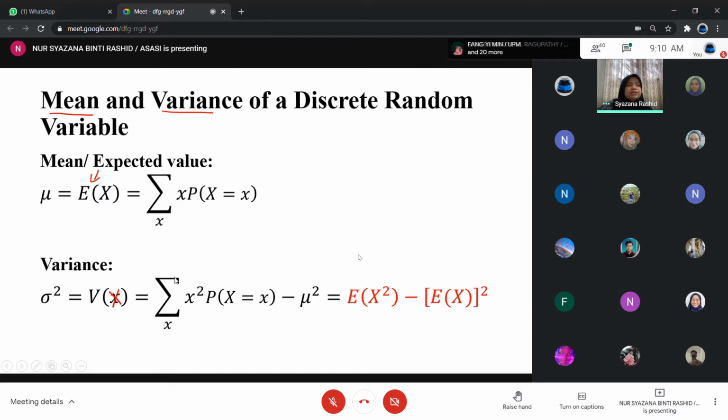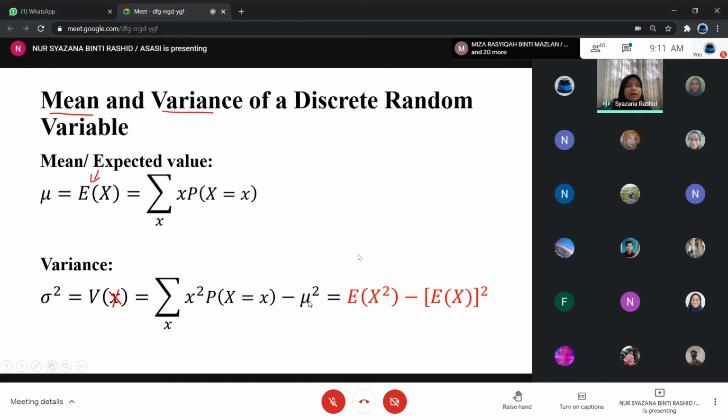Summation. Cuma kalau yang ni X power 1. Yang mean ni X power 1. Yang ni X power 2. Okay, but this X power 2 is multiplied with probability. Okay, but not only this summation. Okay, to find the variance, you ada summation. Ada lagi kat belakang dia. Minus mu square. Minus mu square.